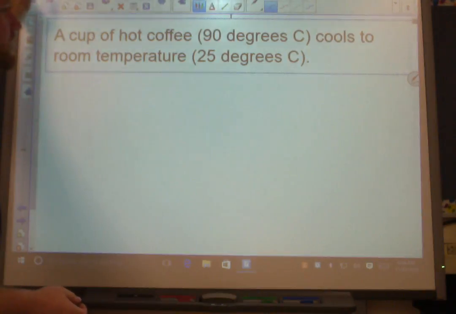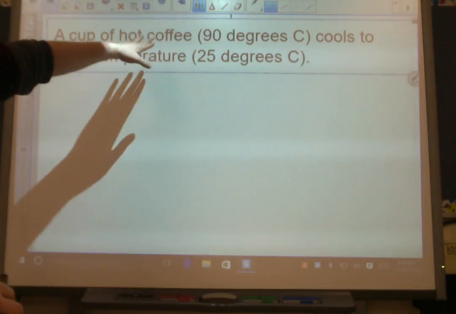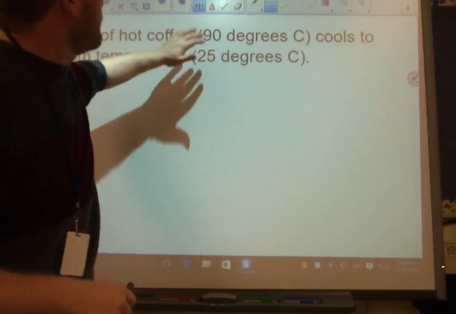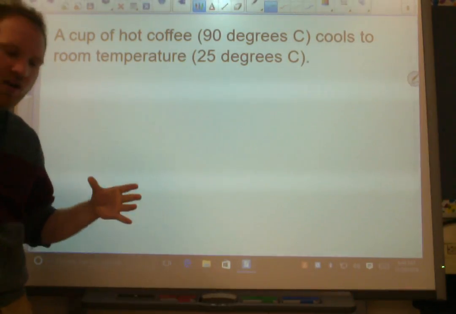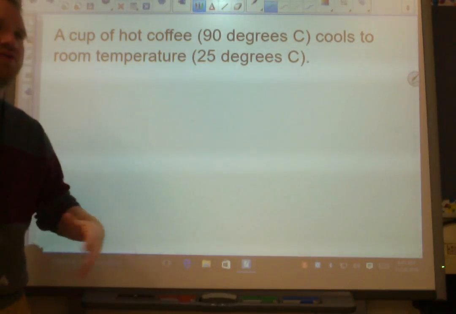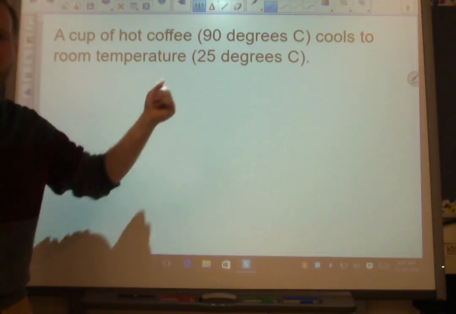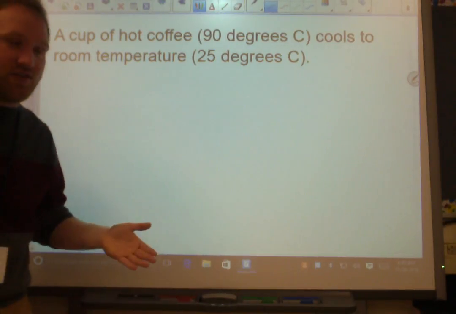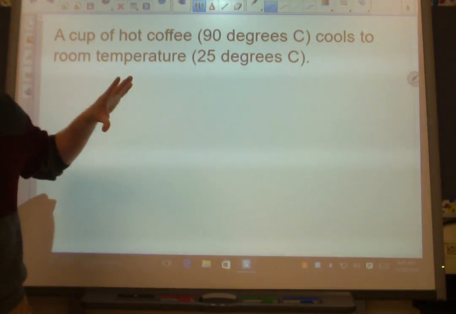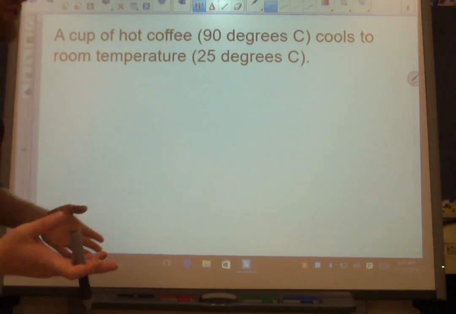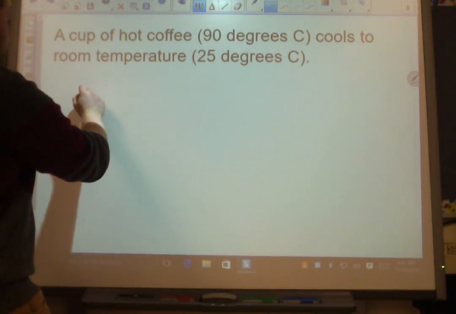So let's start with an example of an LOL, and then I'll kind of talk through the process here. So in this example, a cup of hot coffee, 90 degrees Celsius, cools to room temperature, 25 degrees Celsius. Now, for these problems, we're going to assume that coffee is water. Soda is water. I mean, they are. It's not like coffee is a certain combination of elements or soda or anything like that. It's just water with stuff dissolved in it. So we're going to assume that coffee is water, boils at 100, freezes at 0. Same thing with things like soda or tea. It's all water.